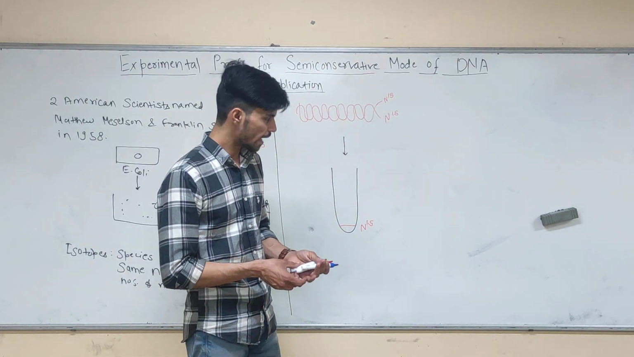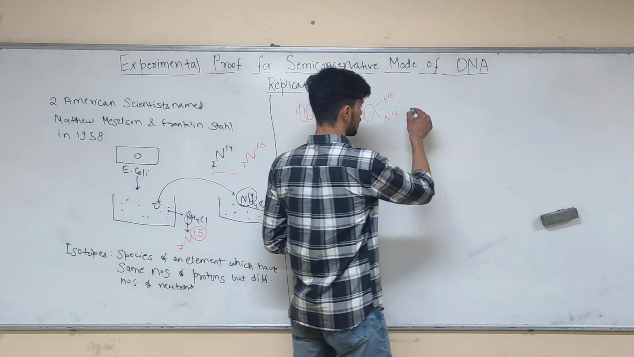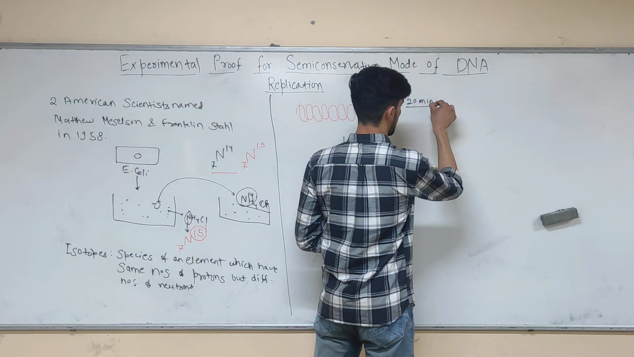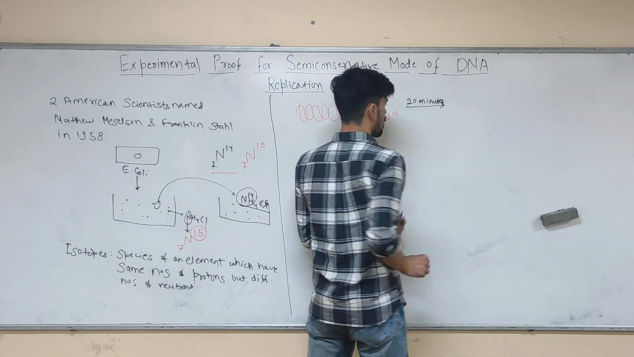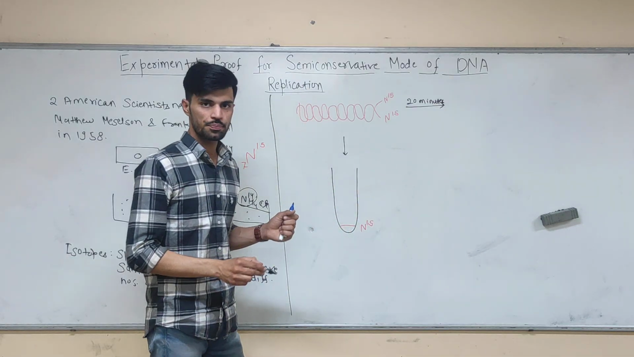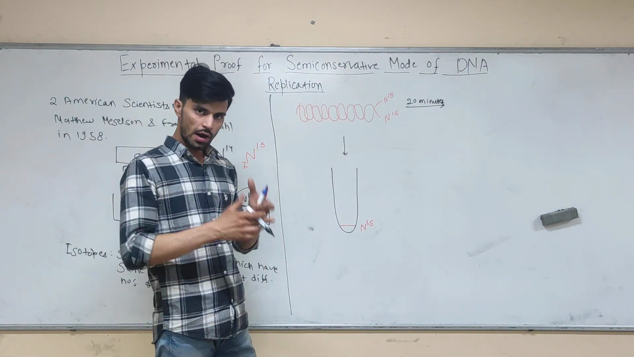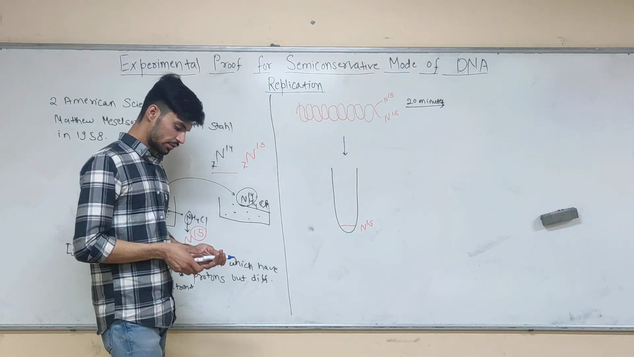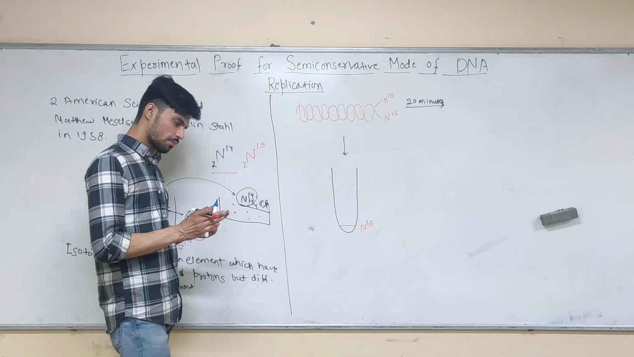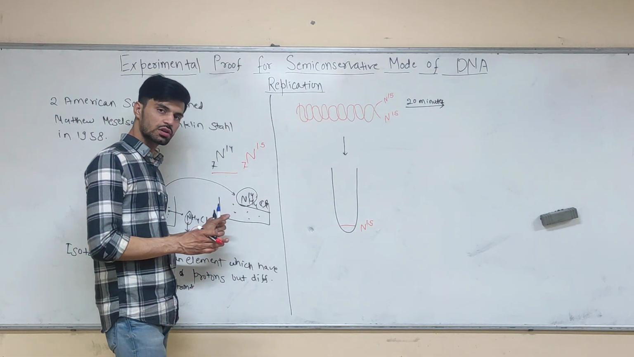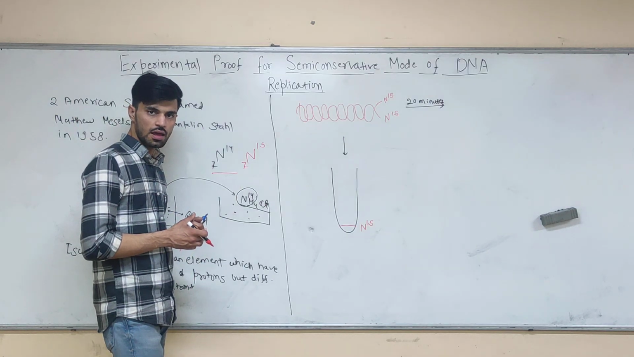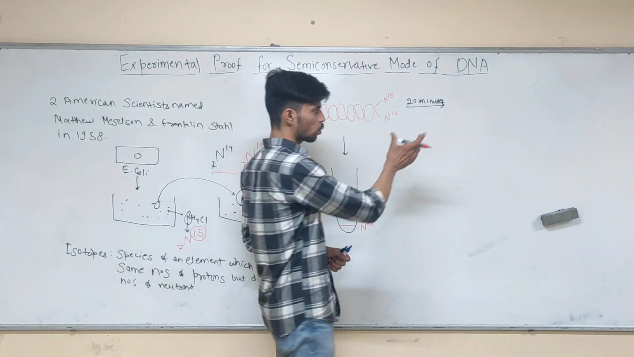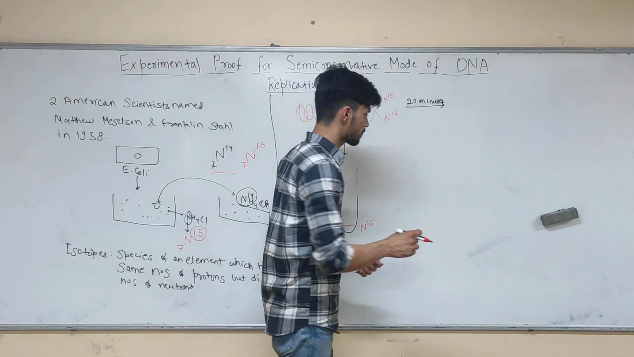So if I look at the result, if I write here after 20 minutes, what will happen? The E. coli will divide into two because it reproduces. Then, if I talk about these two E. coli and their DNA, what I come to know is that the two strands of DNA will look like this.